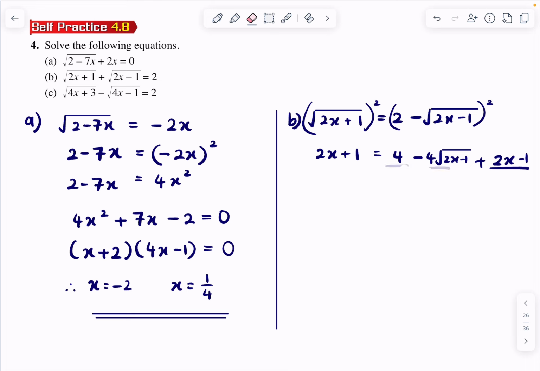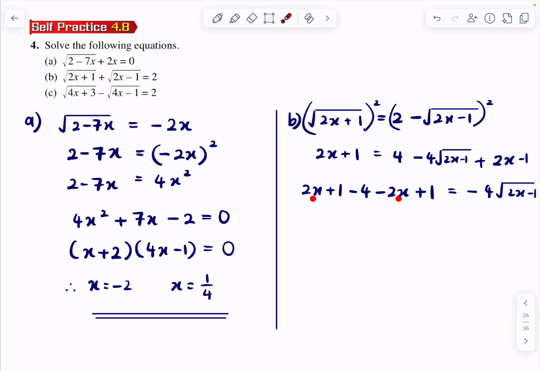And we can erase this. Right. So as you can see, we still have a surd here. So what we do is, whichever has no surd, we bring it all to one side. So 2x plus 1 minus 4 minus 2x plus 1 equals negative 4 surd 2x minus 1. Right, let's try to solve this.